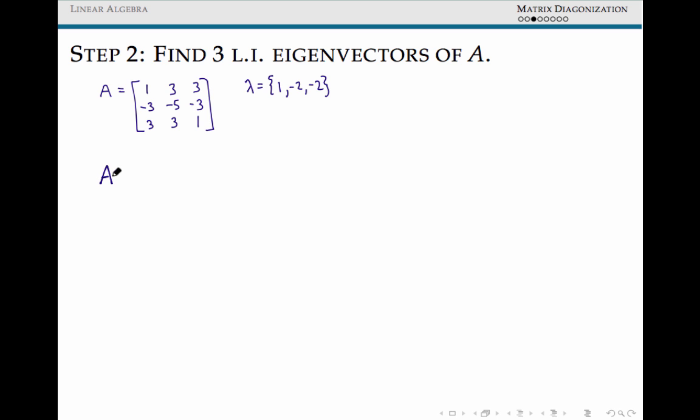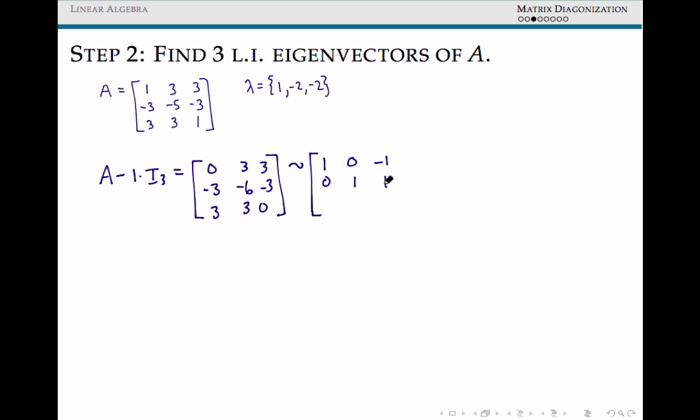As a reminder, to calculate an eigenvector, we look at all of our distinct eigenvalues and form the matrices A minus, in this case one of our distinct eigenvalues is 1, times the identity matrix. So for this, it'll be the matrix 0, 3, 3, -3, -6, -3, and 3, 3, 0. To calculate our eigenvectors from this matrix, we row reduce to the reduced echelon form, which in this case is 1, 0, -1, 0, 1, 1, and 0, 0, 0.